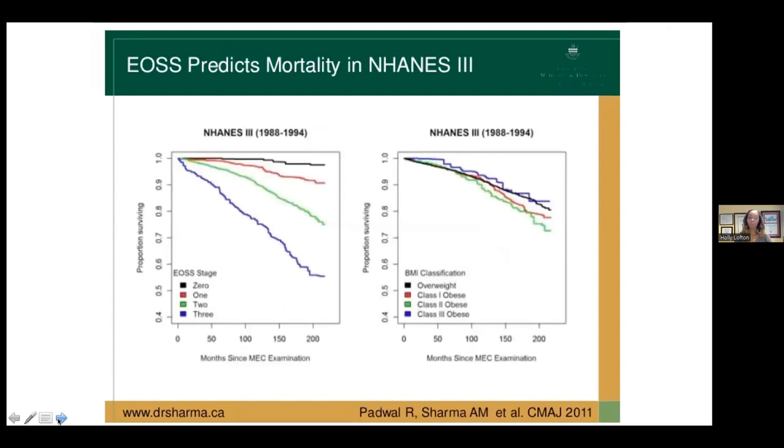The other reason that we are looking to move away from BMI is because what you can see here on the right side of your screen is NHANES data looking at the correlation of BMI, body mass index, with morbidity and mortality, really. And it really does not correlate unless it's at extremes of obesity, extremes of BMI.